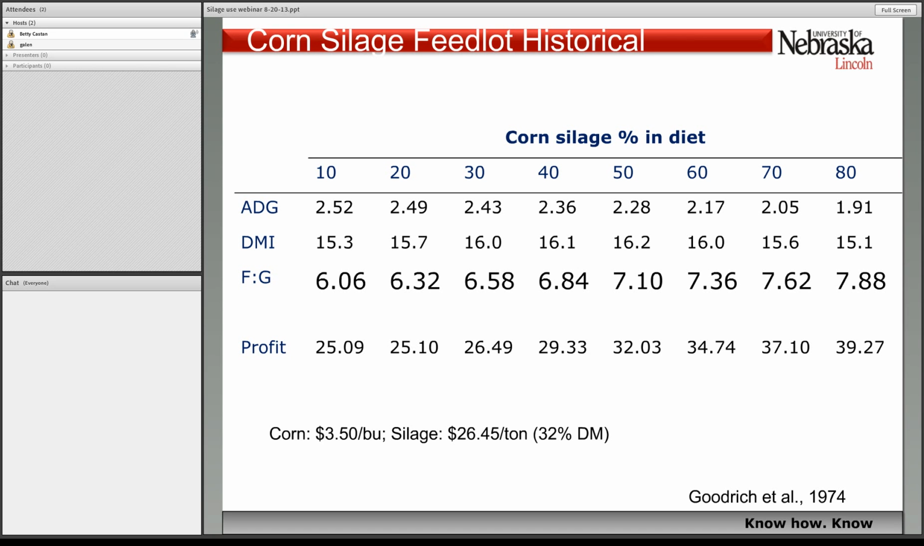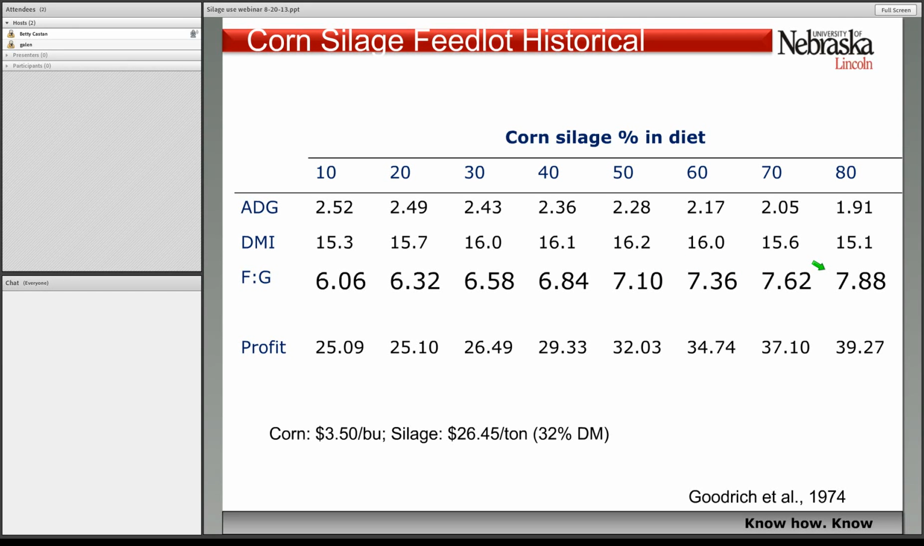This is a nice review by Goodrich, who was at the University of Minnesota from the mid-70s, and what they did is they compiled data where cattle were fed anywhere from 10 to 80% silage in the diet on a dry matter basis, and what happened to gain, intake, and feed conversion. So you can see that the gains tended to drop off as we increased silage inclusion in the diet. Intakes were relatively constant, which then led to poorer or increased pounds of feed per pound of gain as we increased silage in the diet.